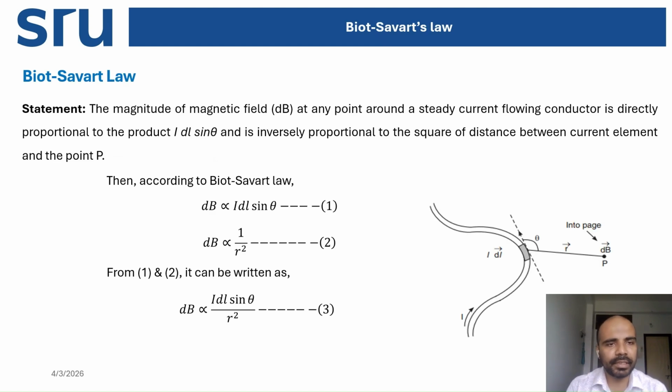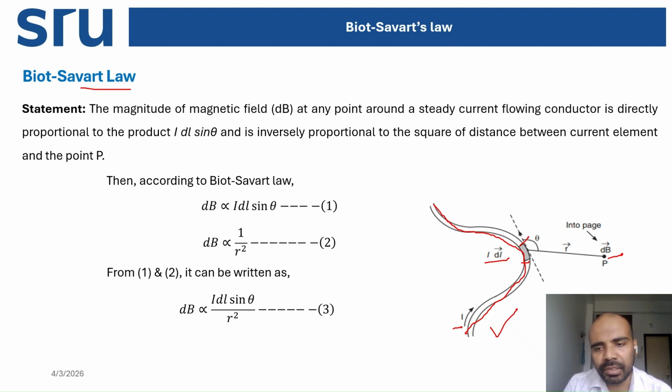So what is the statement of Biot-Savart law? Here you can see a current carrying wire, which is carrying a steady current I. And I dl is the small current element, where dl is the length of the current element. So you need to calculate the magnetic field at any field point P due to this small current element I dl.